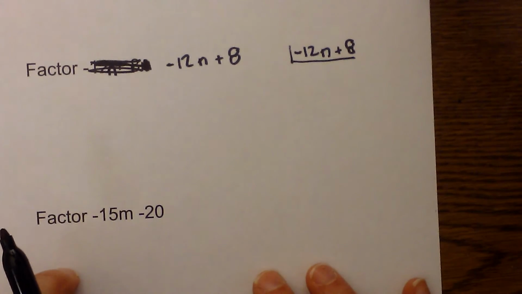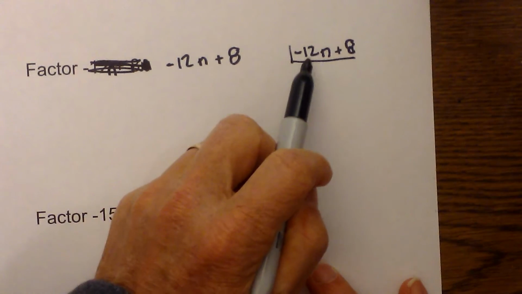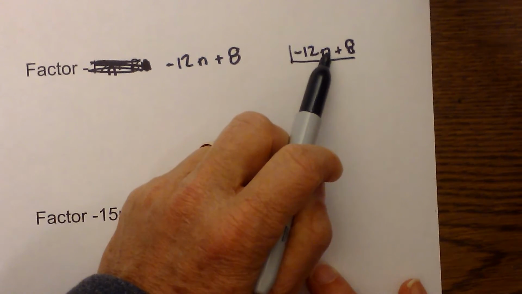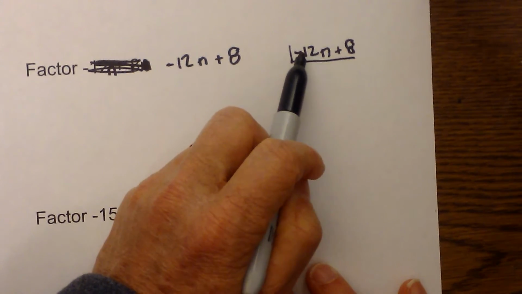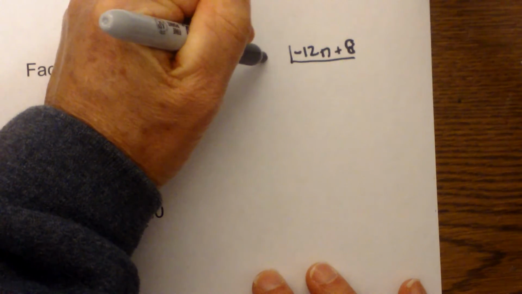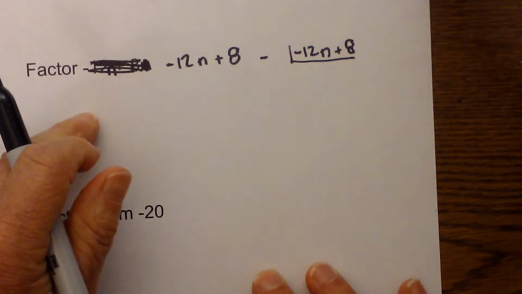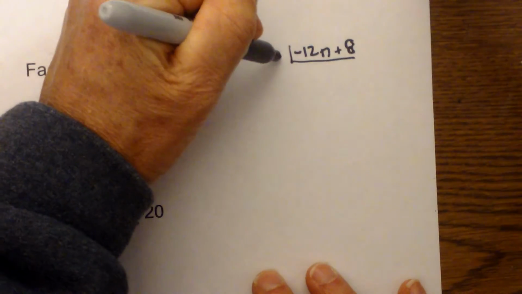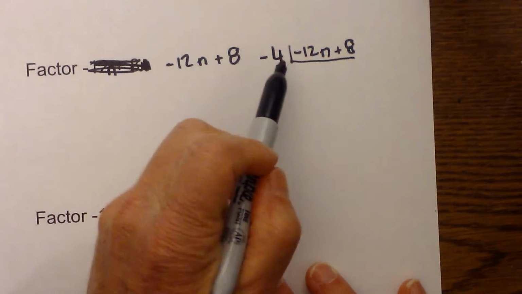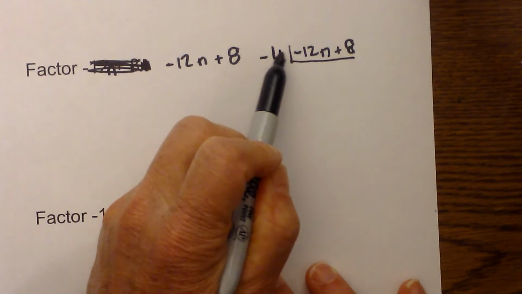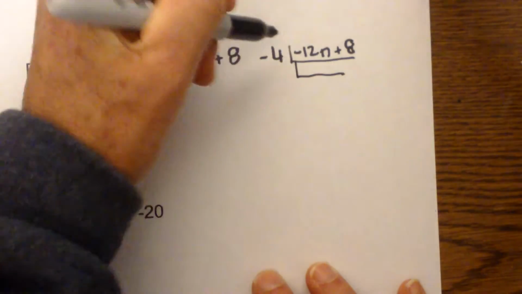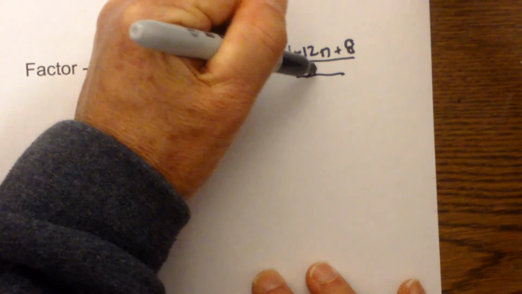So now the first thing I want to do is you don't want a negative coefficient, and a coefficient is the number in front of the variable. So what I'm going to do is pull the negative out. So I'm going to place a negative on the outside. So now I know that 4 will go into 12 and 8. So I have a negative 4. And then I ask myself, negative 4 times what equals negative 12n? And that will be positive 3n.